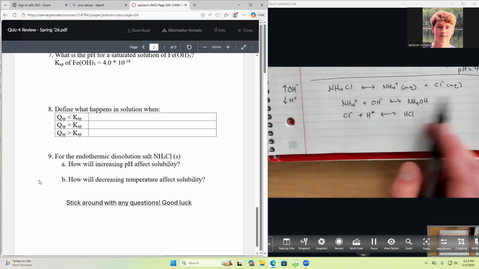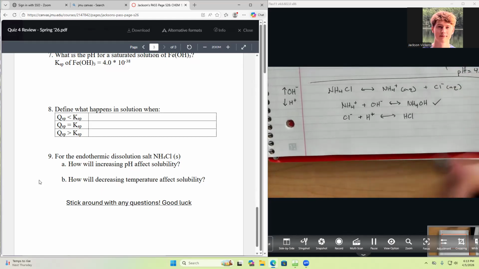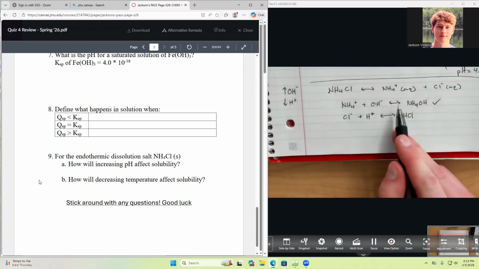But we want to see how these two separate ions behave in water, right? So we know that the pluses go with the minuses. So the plus in the ammonium is going to go with the OH minus to form NH4OH. And is this a strong base? No. So that means that it really will form some of this, right? We will be at equilibrium.